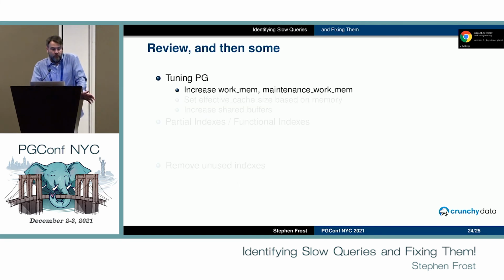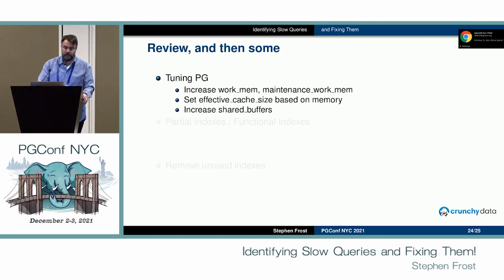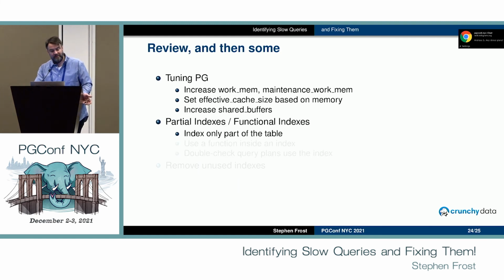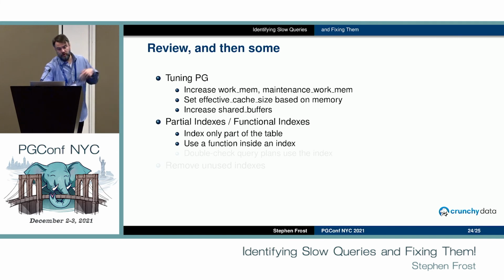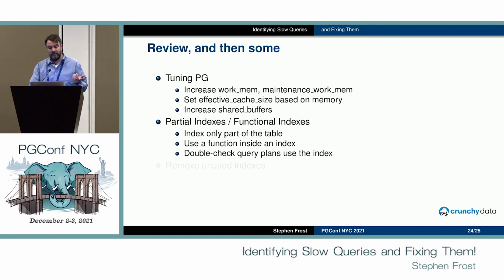So in terms of tuning Postgres, you want to increase work_mem, increase maintenance_work_mem, set effective_cache_size based on the amount of memory you have, and increase shared_buffers. Partial and functional indexes are really helpful. If you haven't used those before, I highly recommend considering them, because you can create an index over just part of a table, or you can create an index over the results of a function.